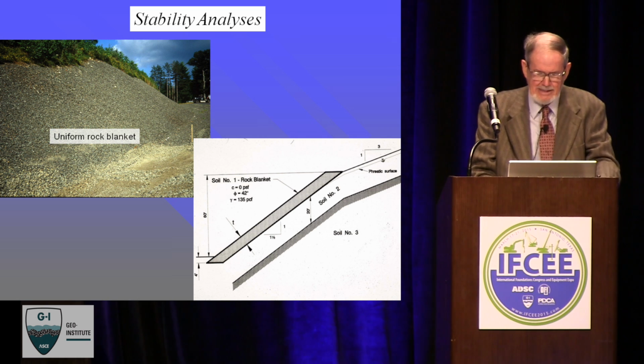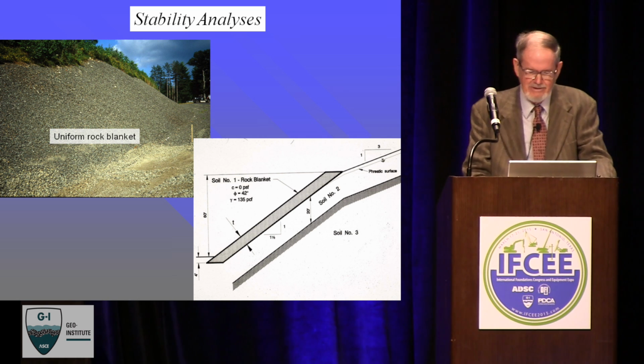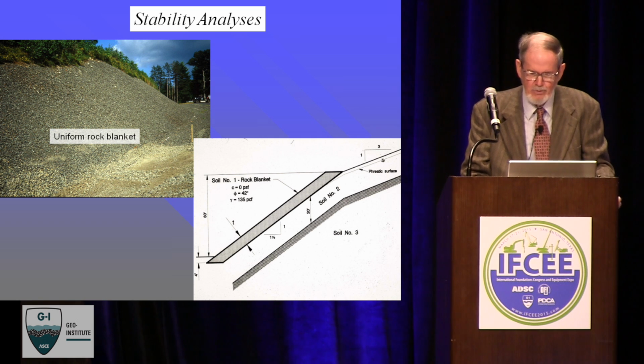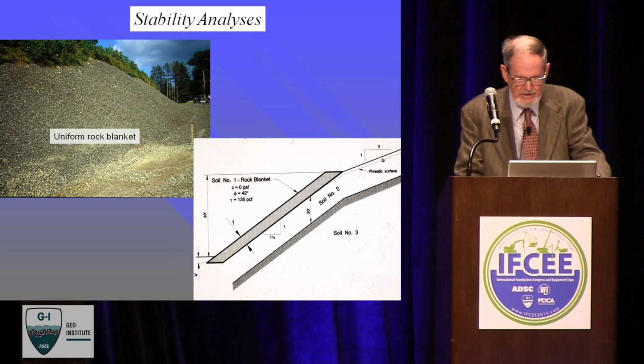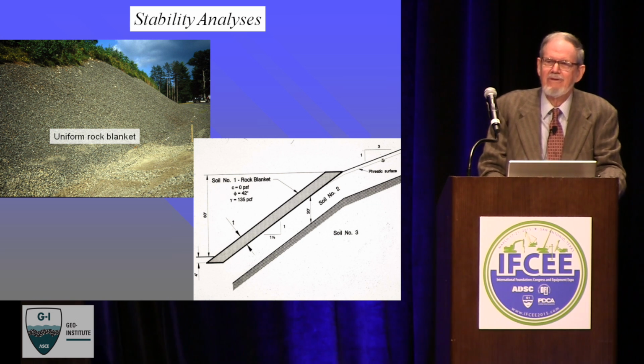The uniform rock blanket would meet safety factor criteria, 1.5, provided it was thick enough. This alternative was the choice of the MassDOT highway engineers. It was ruled out, however, because of its stark visual appearance and the fact that this was supposed to be a scenic highway.